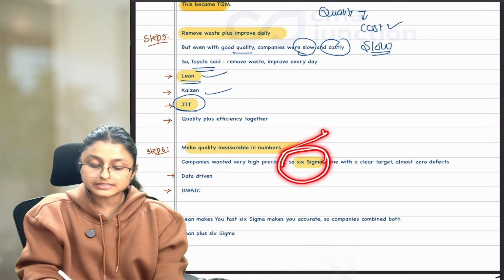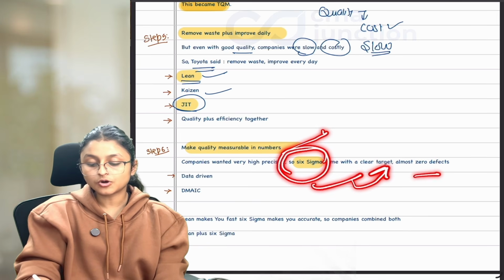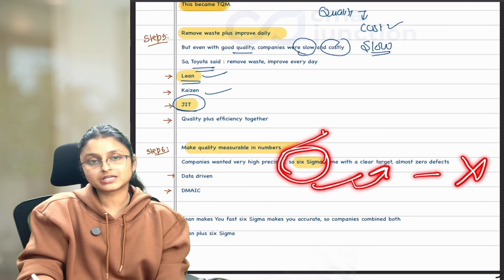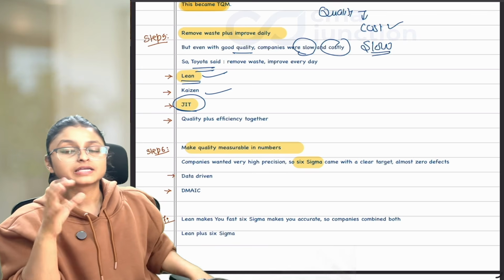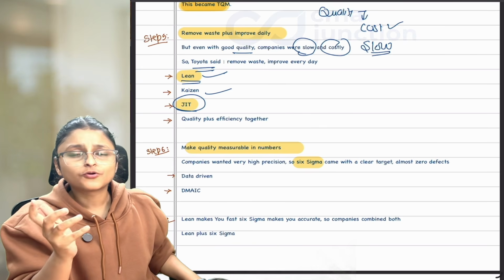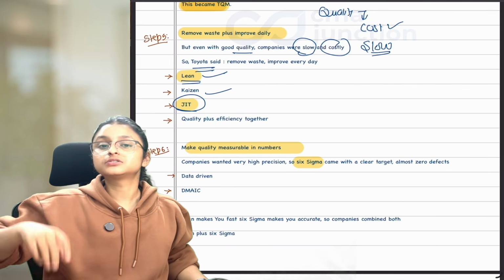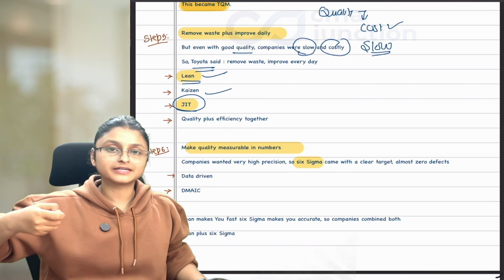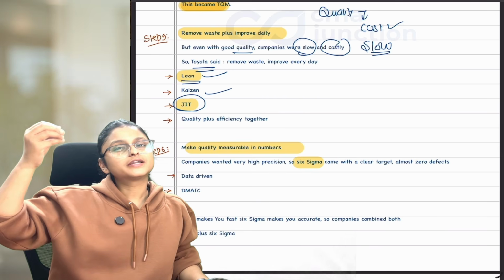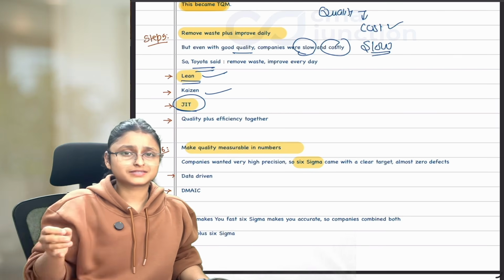And that is how Six Sigma was developed, to set a clear target that we want almost zero defects in the organization. But when we say zero defects, it doesn't mean exact zero. It means 4 to 5 defects in 1 lakh. We'll discuss this in Six Sigma to have more clarity. But think about it, if you are getting 3 to 4 defects in 1 lakh products, it's very few, right?